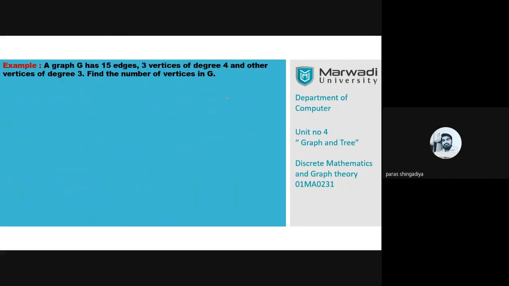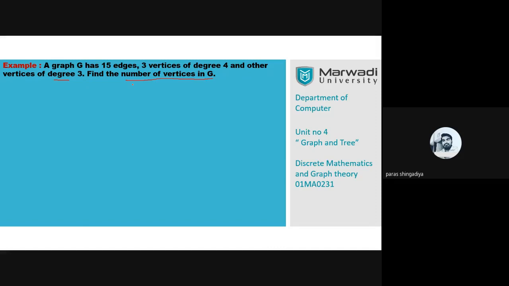Okay, so next one is one exercise there. We have 15 edges in this graph, 3 vertices of degree 4 and other vertices of degree 3. So find the number of vertices in the graph. So that is a problem.